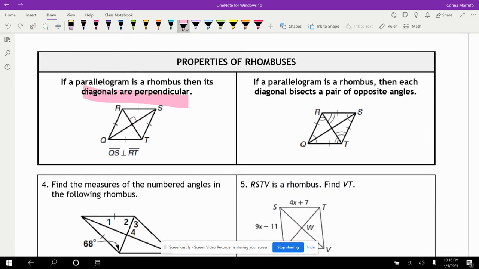Okay, so that's the first one. The next one is if a parallelogram is a rhombus, then each diagonal bisects the pair of opposite angles. Bisect means to cut into two equal parts, or to cut in half. So this diagonal is going to cut angle S and angle Q in half. And this diagonal here is going to cut R and T in half.